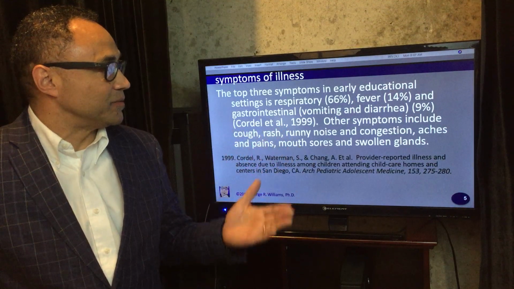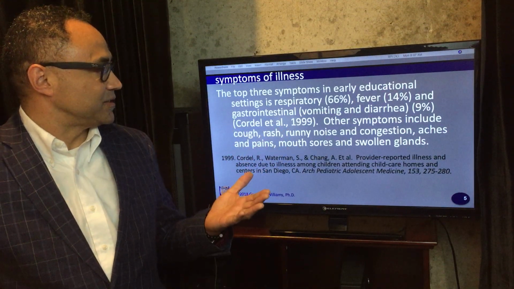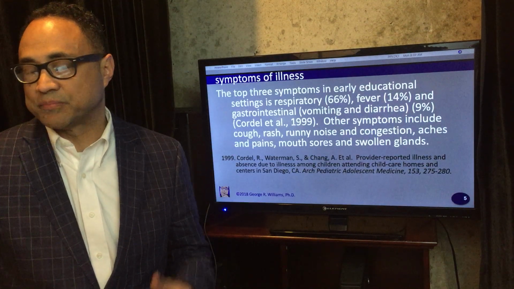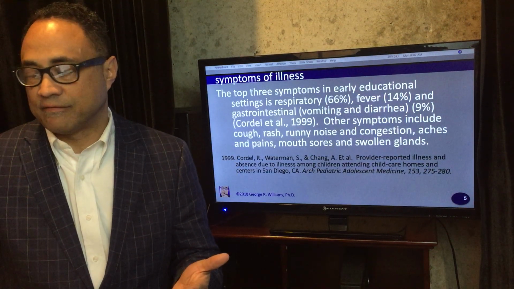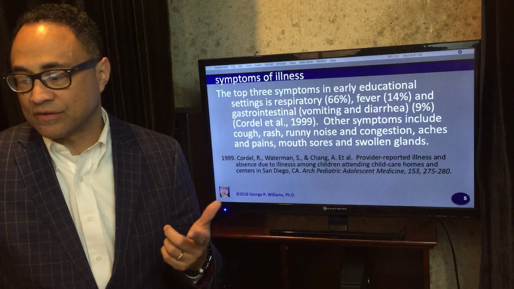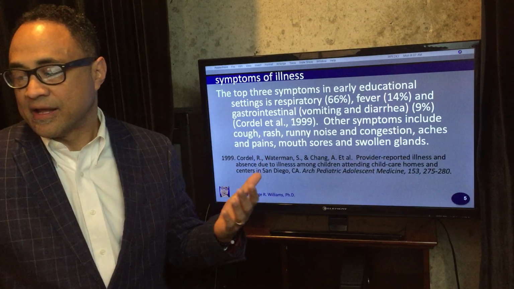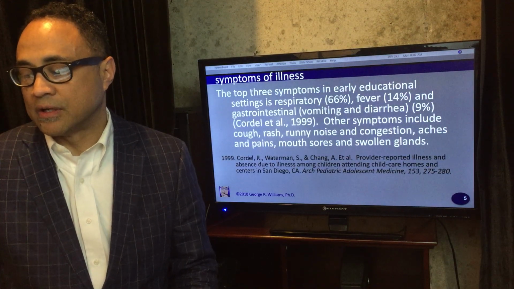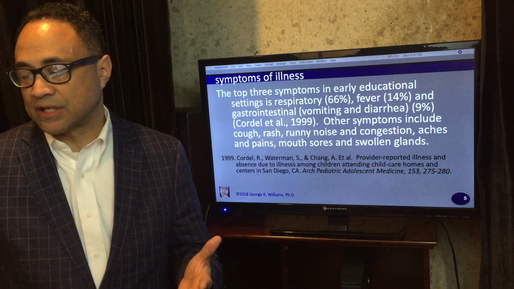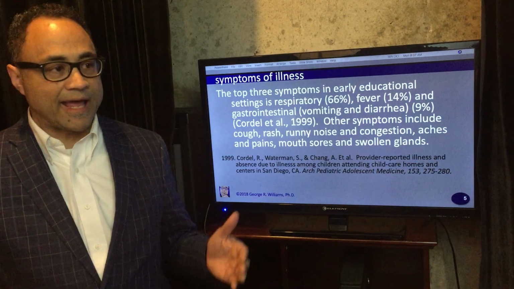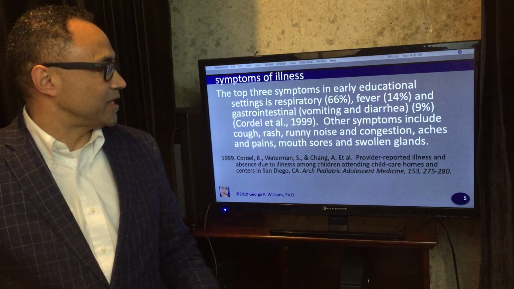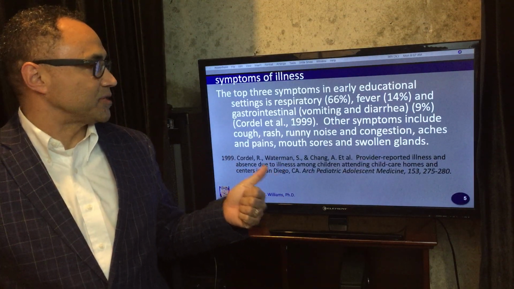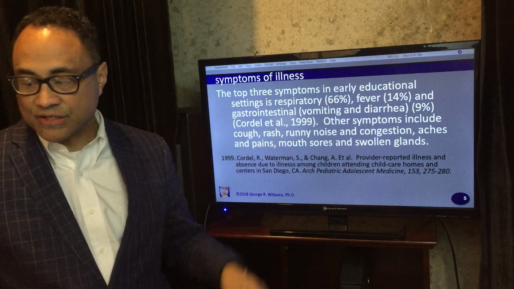So the top 3 symptoms in early educational settings for illnesses is respiratory, which is 66% in this particular study, fever, 14%, and gastrointestinal, which is related to vomiting and diarrhea. So other symptoms include cough, rash, runny nose, congestion, aches and pains, mouth sores, and swollen glands. So these are the things that we need to be on the lookout for. Again, the 3 symptoms, the top ones are respiratory, fever, and gastrointestinal.